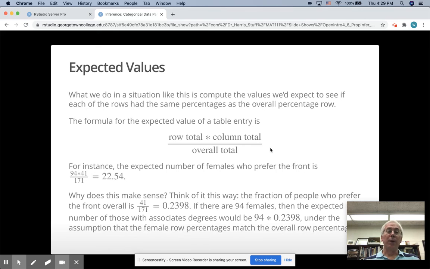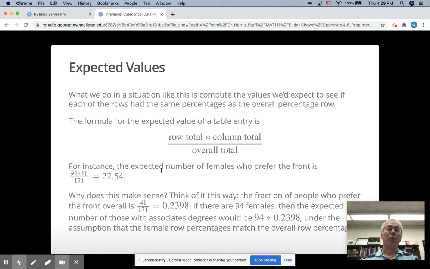And so the way we're going to do this is we're going to compute what we would expect to see for table entries if each row's percentage profile matched the totals row percentage profile. And the way we do that is by computing for each entry in our table this number: row total times column total divided by overall total.